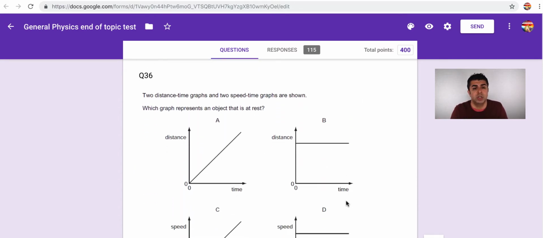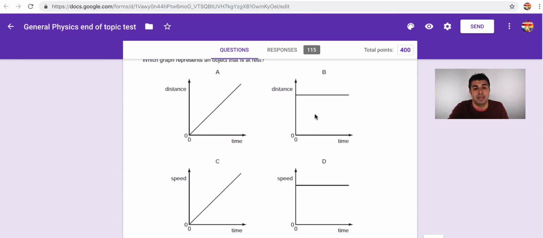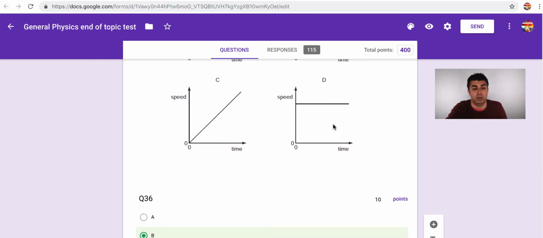Question 36. Two distance time graphs and two speed time graphs are shown. Which graph represents an object that is at rest? Well, the answer here is B for ball. Now, A is showing a constant speed. C is showing a constant acceleration. D is also showing a constant speed. But because in B it's distance against time and the distance isn't actually changing, it means the object's not moving. So the answer is B for ball.